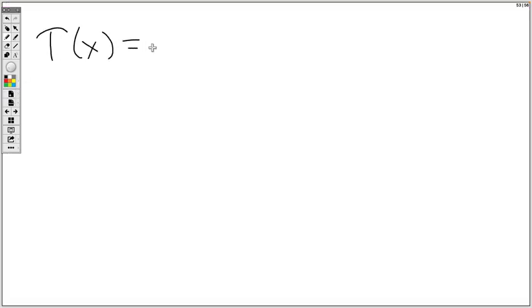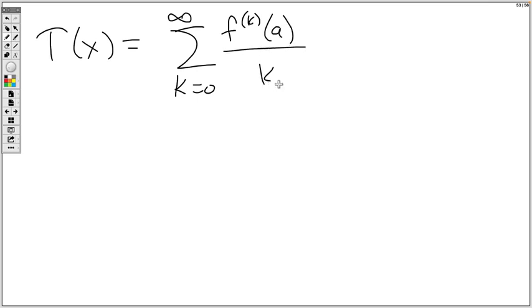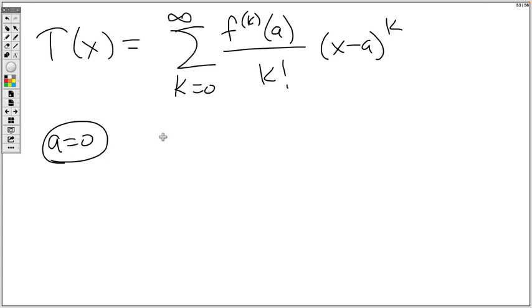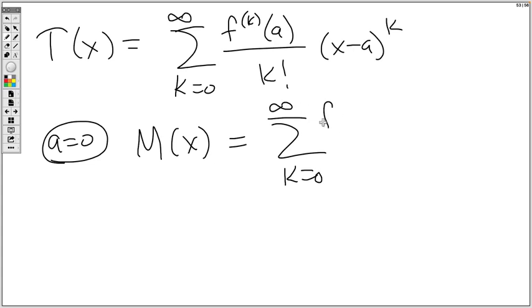So T of x is equal to the sum, k goes from 0 to infinity, of the kth derivative at a over k factorial times x minus a to the k. If we look at the center at 0, for a equals 0, then that's the Maclaurin series. We'll call that M of x for Maclaurin. k goes from 0 to infinity. Everything's at 0.